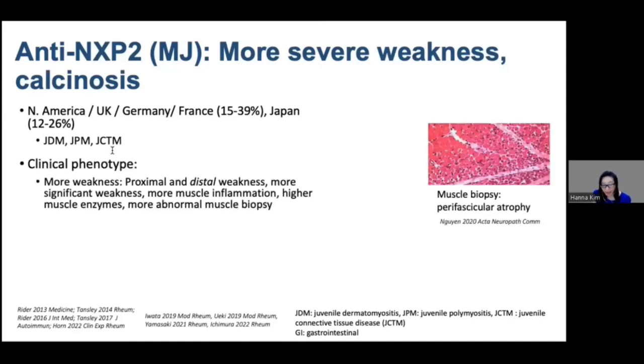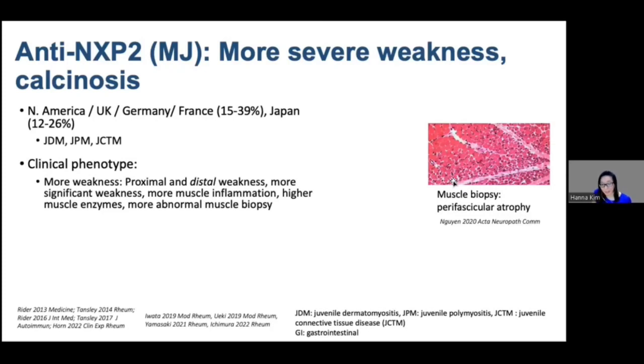What we see with anti-NXP2 is a very prominent weakness. This can involve both proximal muscles and distal muscles, so it involves more muscles. There's also more weakness in the muscles that are involved. There's more inflammation, higher muscle enzymes, and more abnormal muscle biopsies.